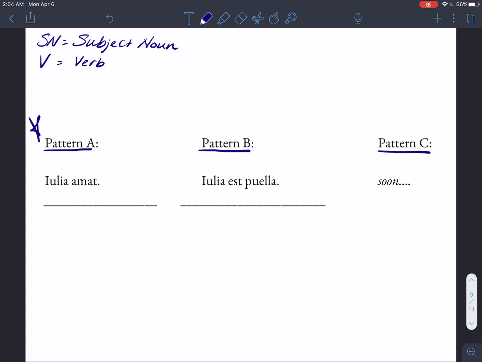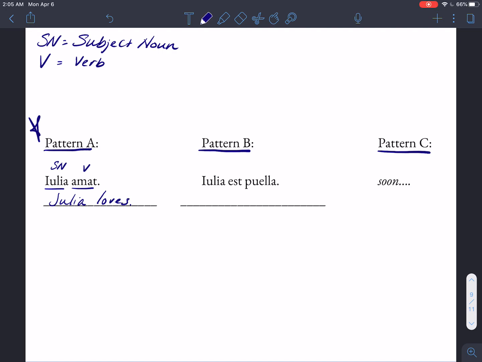Now here, this is definitely pattern A because it's SNV. You see how that works? It's just a regular old action verb. There's something going on here. It's amat, which comes from amo, amare, amavi, amatum. It's a regular verb. So Julia amat simply means Julia loves. So that's an example of pattern A.